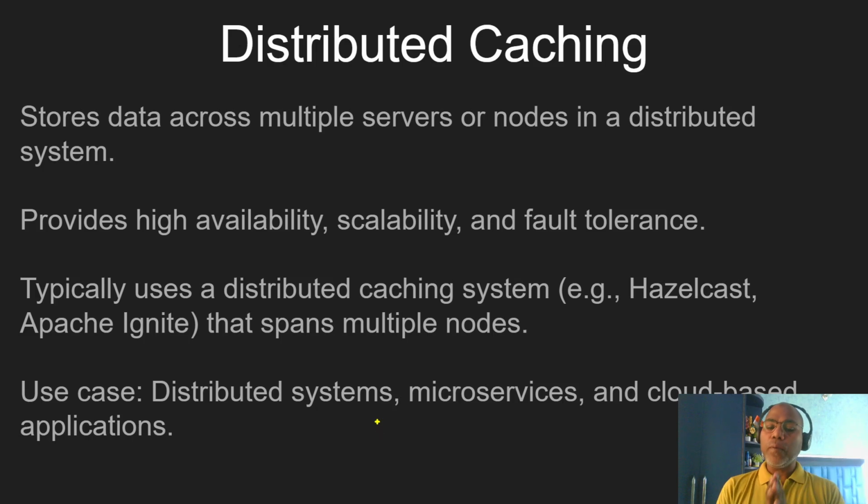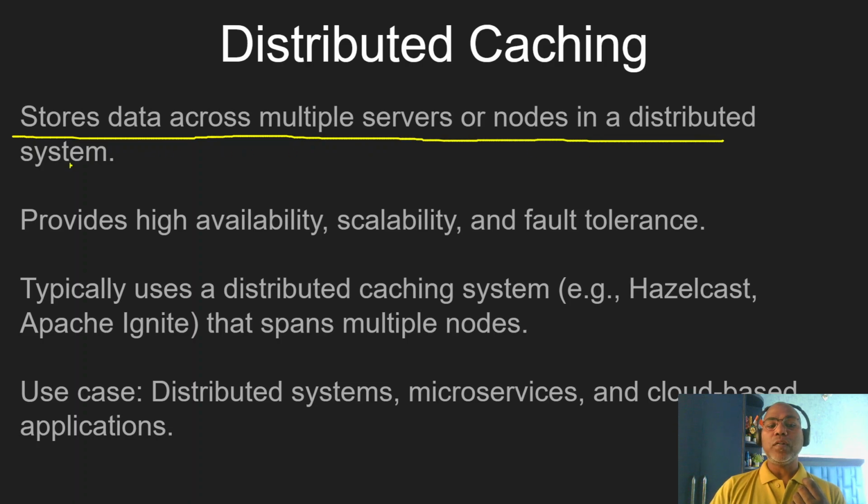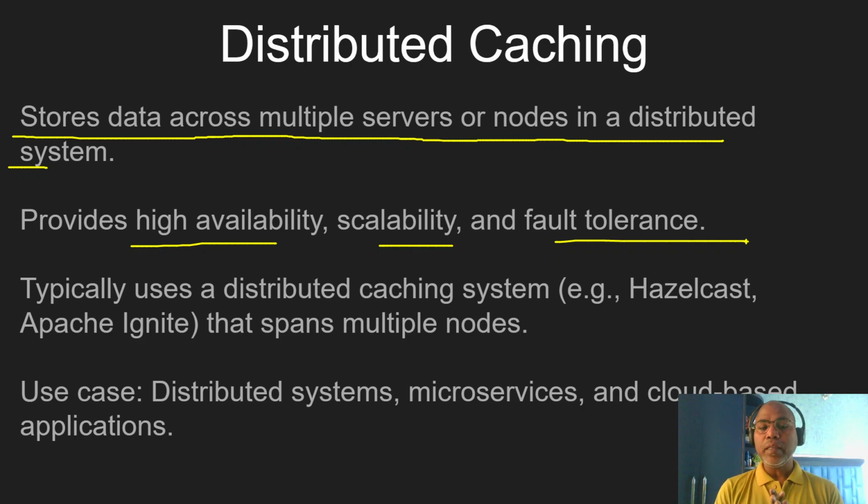So in distributed applications, caching also plays a good role. Here again, we store data on multiple servers or nodes in the distributed system. Caching provides the mechanism for high availability, scalability, and fault tolerance. These are the main key features of a distributed system. Whenever you are designing a distributed system, it must be highly available, scalable, and fault tolerant. And these are the scenarios where distributed caching helps us.